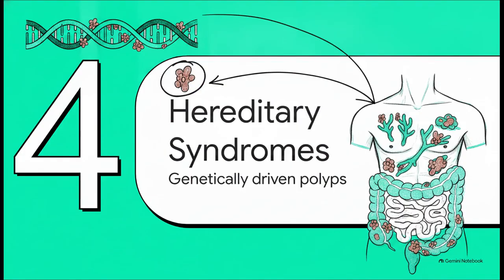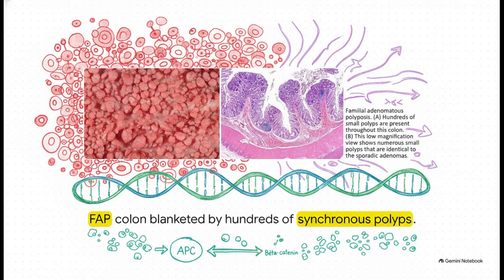Section 4. Hereditary polyposis syndromes. Let's scale up from isolated polyps to systemic, genetically driven conditions that drastically alter a patient's entire gastrointestinal landscape. These actually account for about 5% of all colorectal carcinomas. Just look at this. Notice how this colon is terrifyingly blanketed by hundreds, sometimes thousands of synchronous polyps. This is classic familial adenomatous polyposis, or FAP.